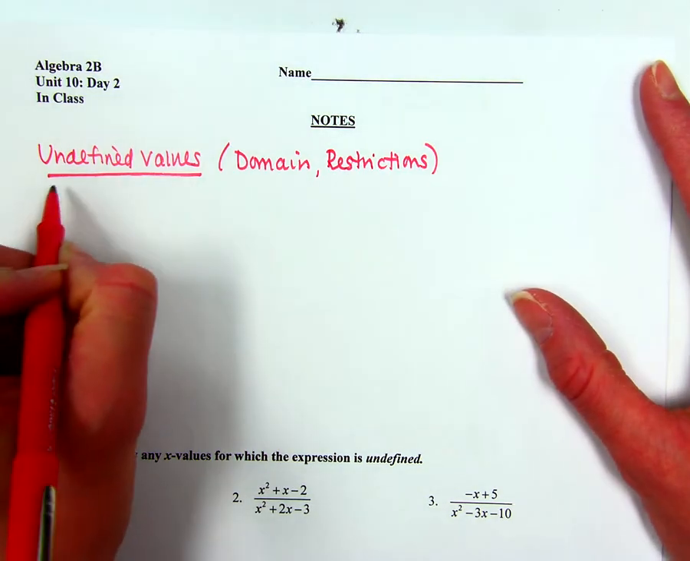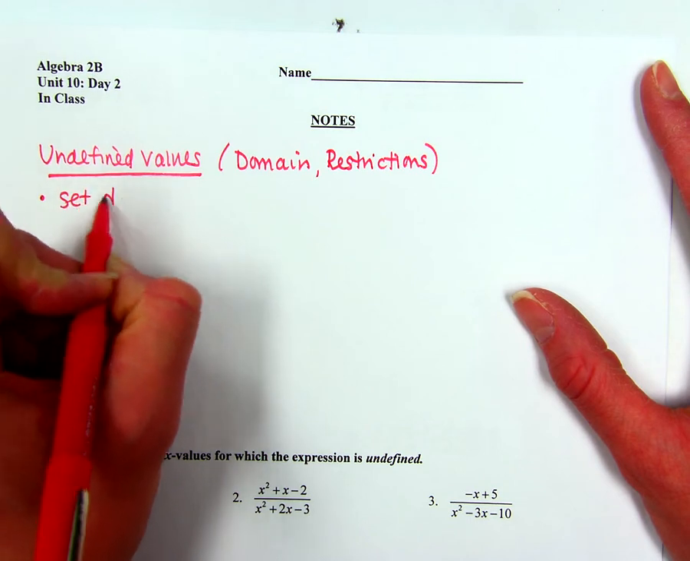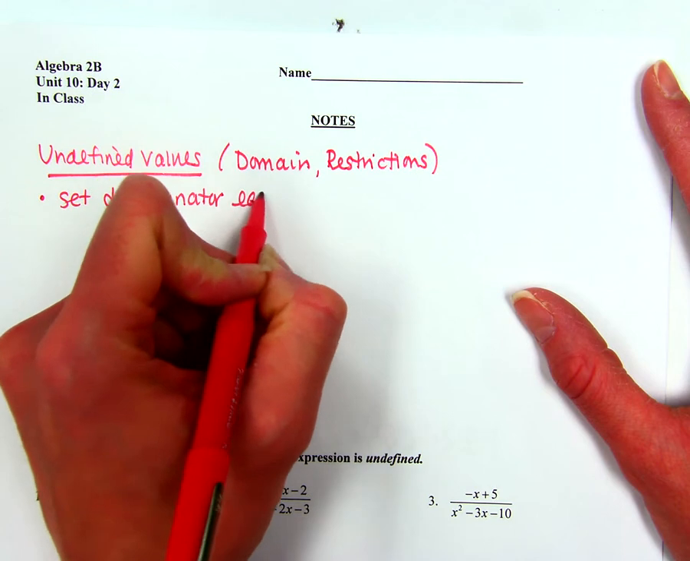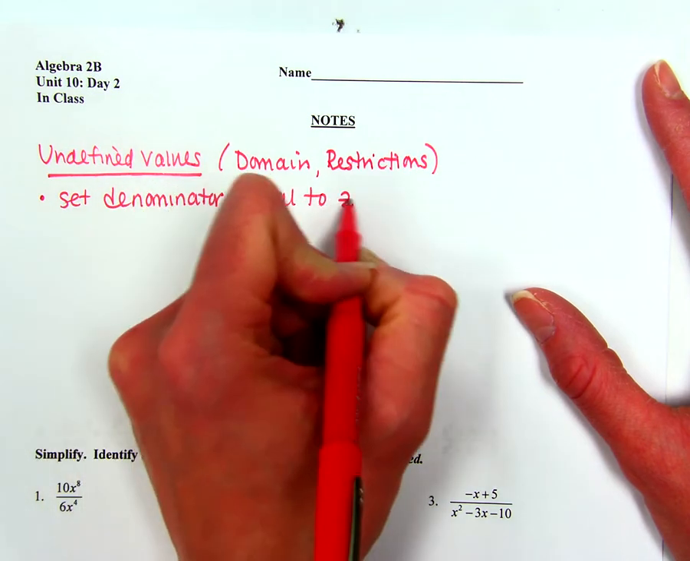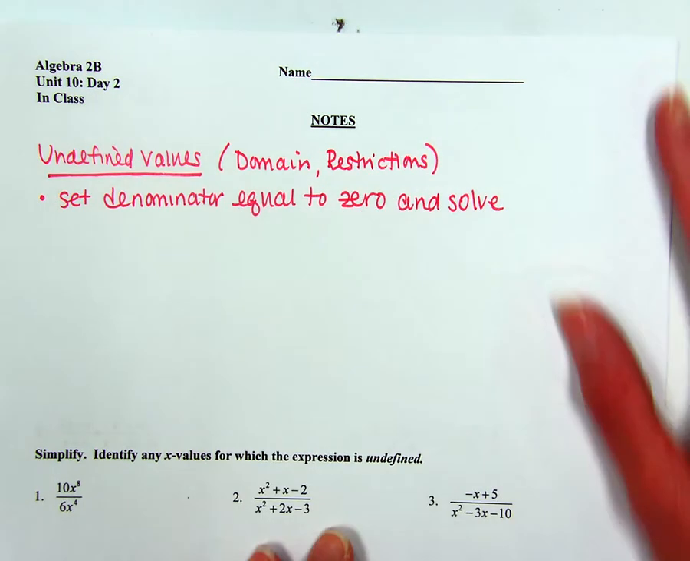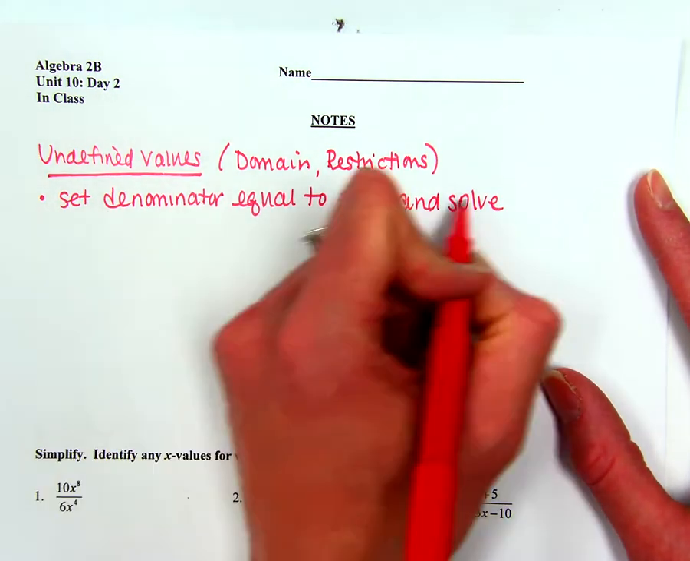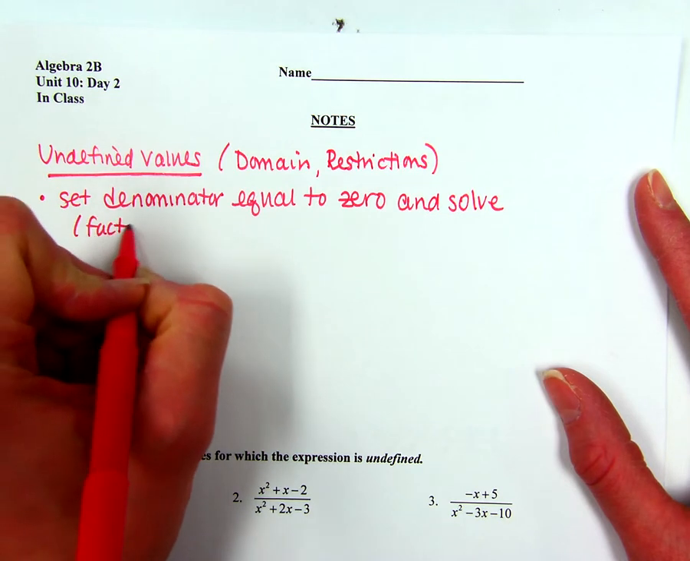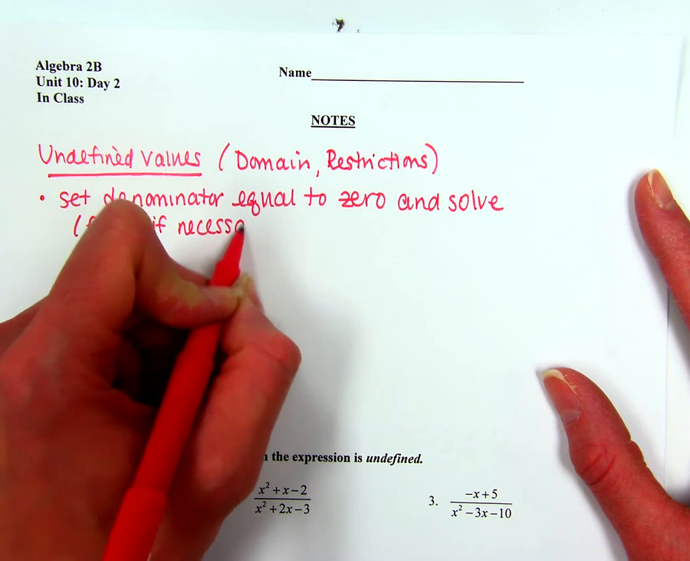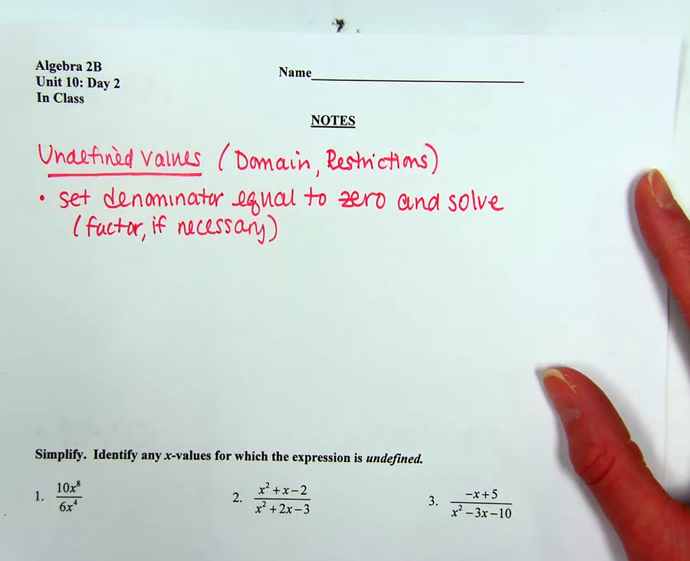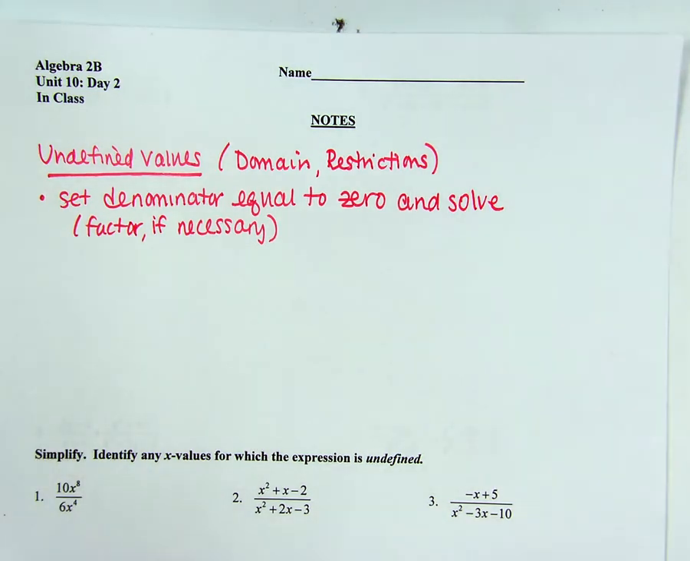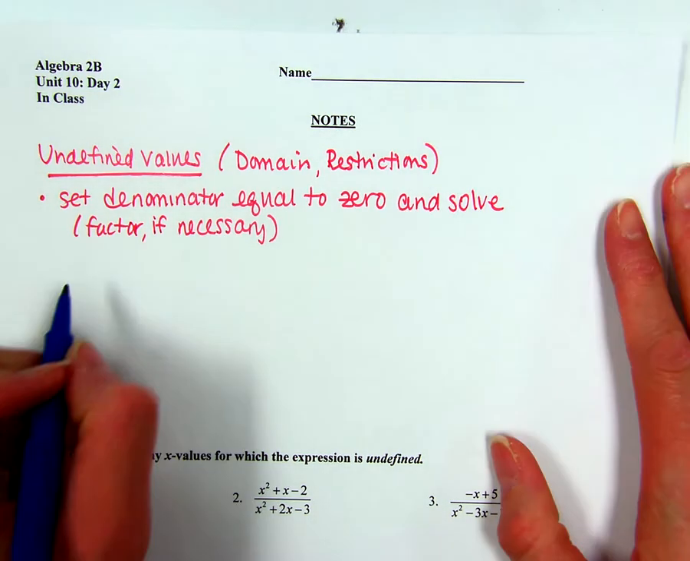So when you see that, you're going to set the denominator equal to 0 and then solve. Right? You may need to factor, so I'm going to say factor if necessary. Kind of depends on what the problem looks like. All right, that's one type of problem. The other ones are going to be just simply multiply or divide.